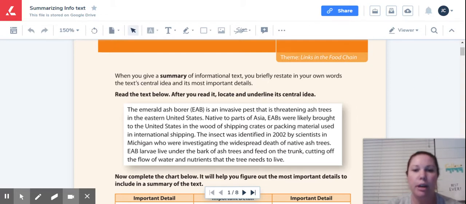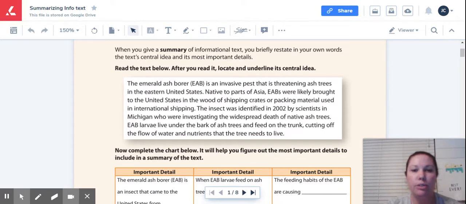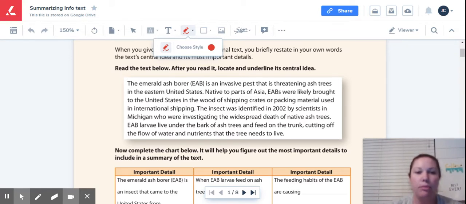We're going to read the text below, and after we read it, we're going to locate and underline its central idea. So let me use my drawing tool here, and we're going to locate and underline the central idea. Okay, so it says the emerald ash borer, EAB, is an invasive pest that is threatening ash trees in the eastern United States. Native to parts of Asia, EABs were likely brought to the United States in the wood of shipping crates or packing materials used in international shipping.